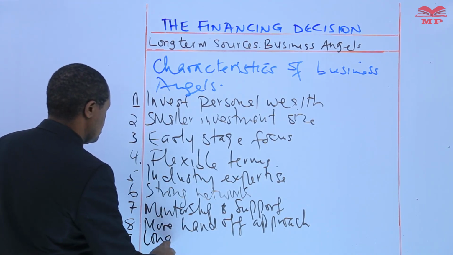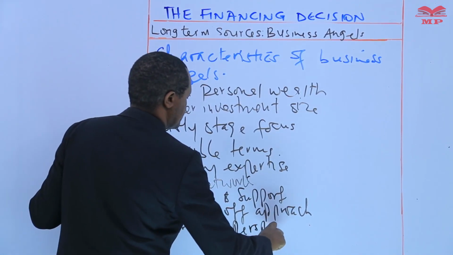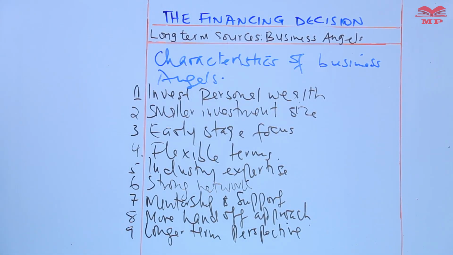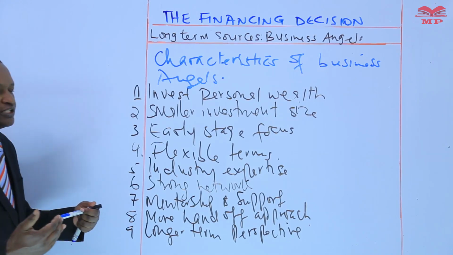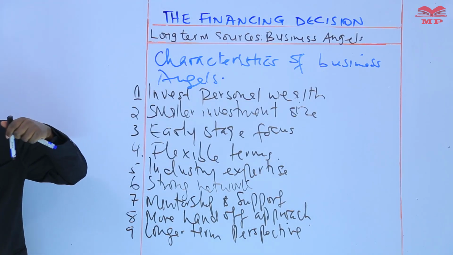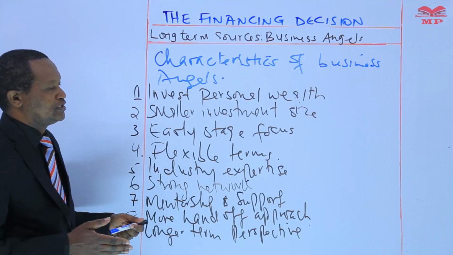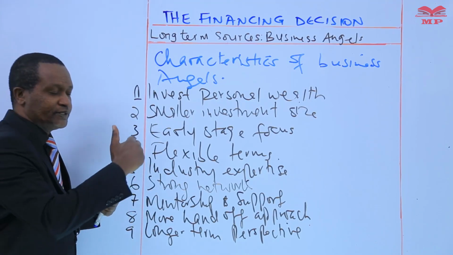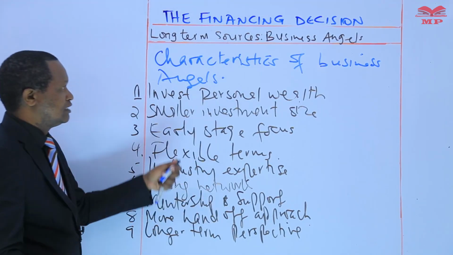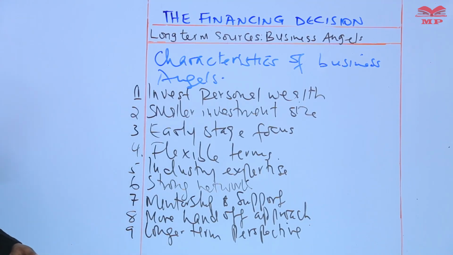Nine, they have a longer term perspective. They take what we call a patient approach with investment horizon extending beyond immediate returns. Unlike the venture capitalists that have a specific period of exit. They have a timeline in which they exit, but business angels have a longer term perspective.